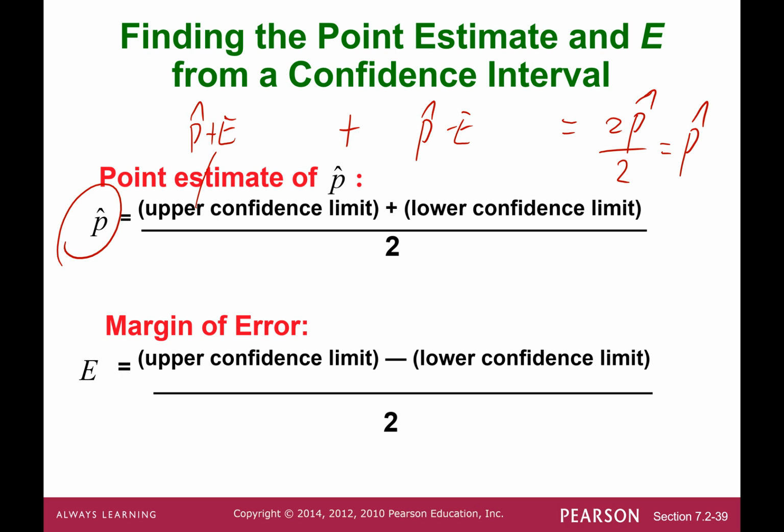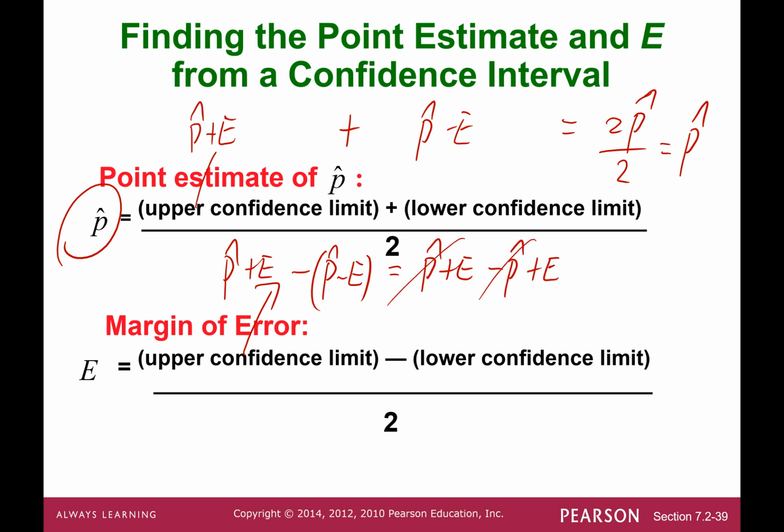For the margin of error, take the upper confidence limit, p hat plus margin of error, minus the lower limit in parentheses, p hat minus margin of error. If you expand it, we get p hat plus margin of error minus p hat plus margin of error. Now we cancel p hat and get twice the margin of error. If you divide that by 2, you get the margin of error. That's why margin of error equals upper limit minus lower limit, divided by 2. That's all for this section.